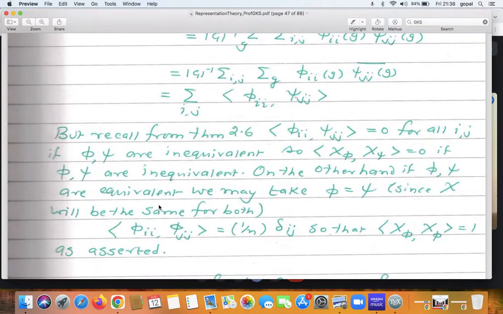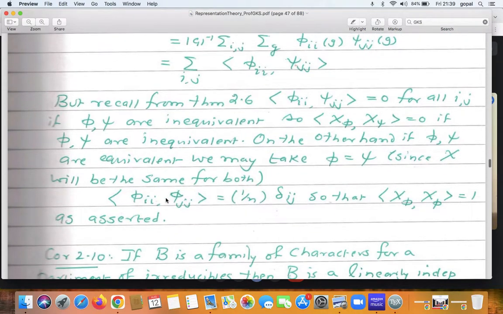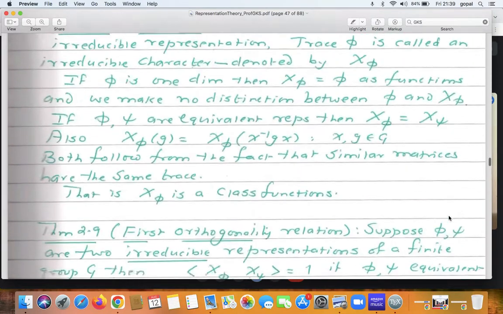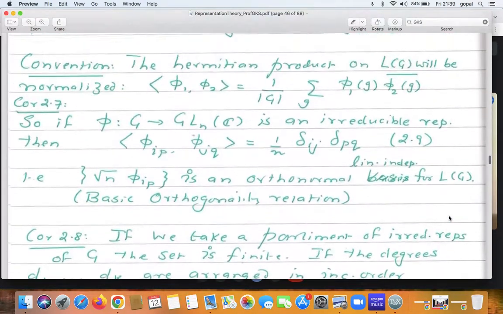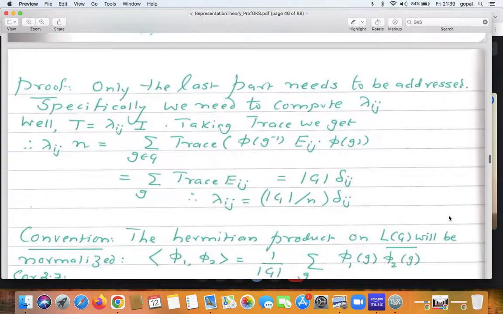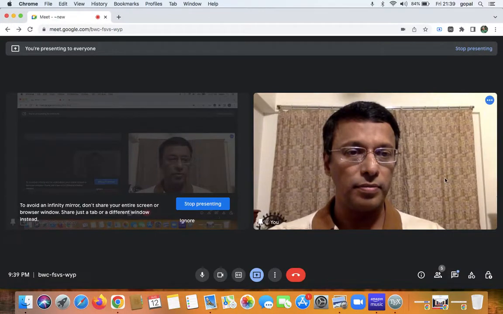On the other hand, if the representations are equivalent, we could take phi to be the same as psi, because equivalent representations have the same character, so we might as well take them to be equal. And then this simply reads phi ii, phi jj. By the previous theorem that we proved, this is 1 upon n delta ij. So the inner product of chi phi and chi phi is 1, as we need. Any questions, please? The previous theorem was a stepping stone to the first orthogonality relation, right?